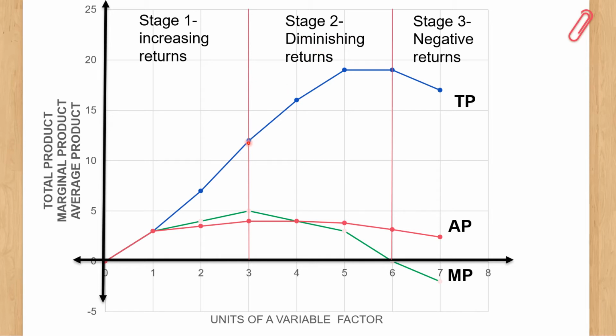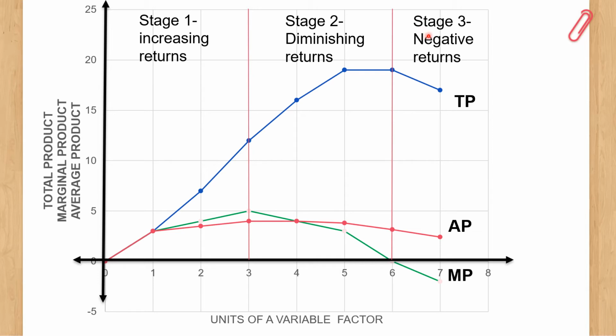Throughout this stage, total product increases at a decreasing rate. In this stage, marginal product cuts the average product curve from above. Then later after this, average product becomes greater than marginal product. It is in this second stage that average and marginal product are both seen to be decreasing because total product is increasing, however, at a decreasing rate.